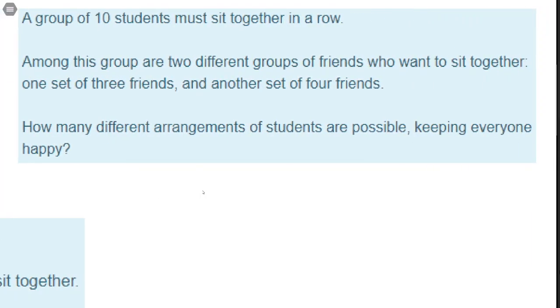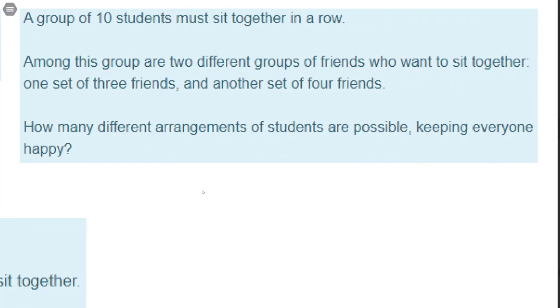Okay. What about, same problem, we've got 10 students that must sit together in a row, but we have 2 different groups of friends who want to sit together.